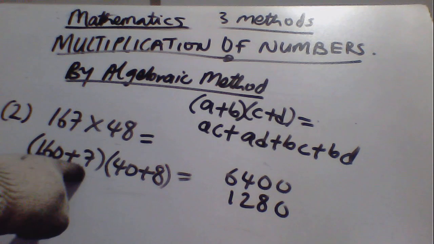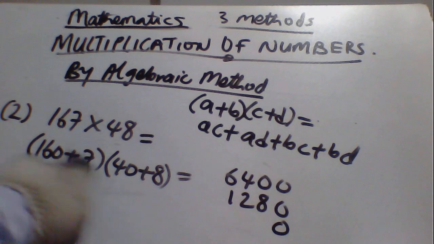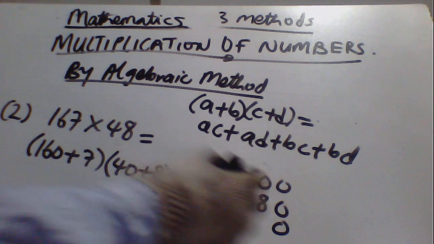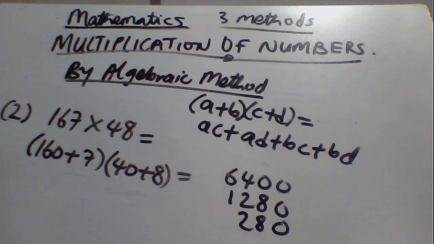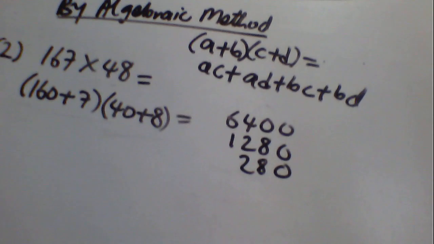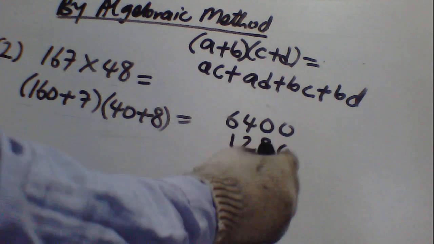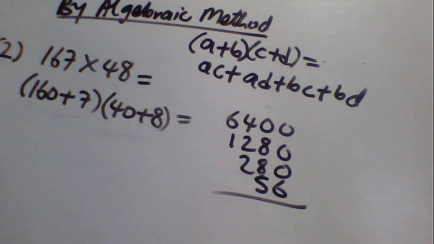Then the next is 7. 7 times 40 will give us what? 7 times 4 will give us 28. Then the next is multiplying the unit by unit. So 7 times 8 will give us 56. Then you add the result.